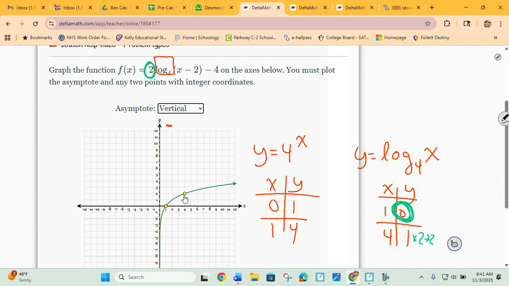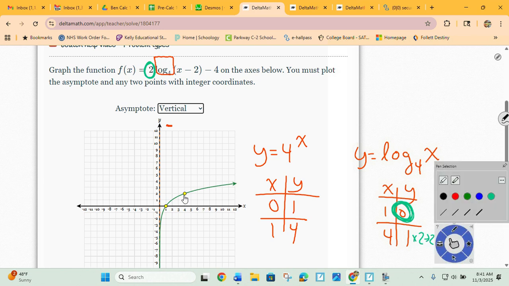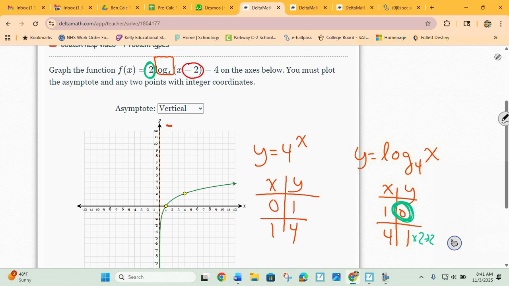Okay, the second part, see that x minus 2? Well, that minus 2, because it's next to the x, is going to be the opposite. It seems like, oh, shift it to the left 2. No, we're going to do the opposite, okay? We are going to shift it to the right 2. So we're going to take this point and shift it to the right 2, and take this point and shift it to the right 2.